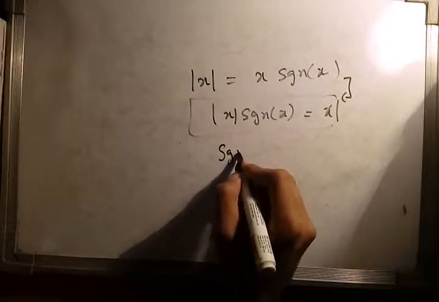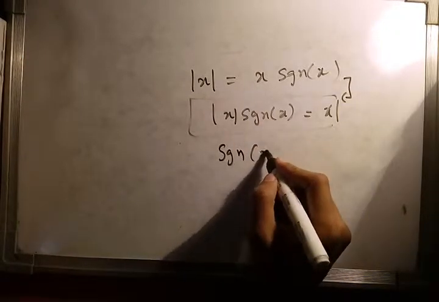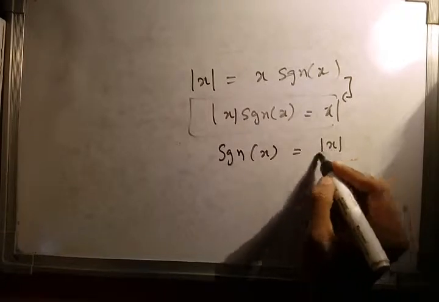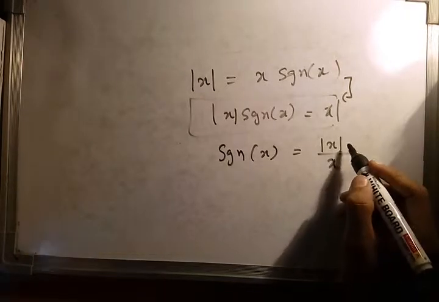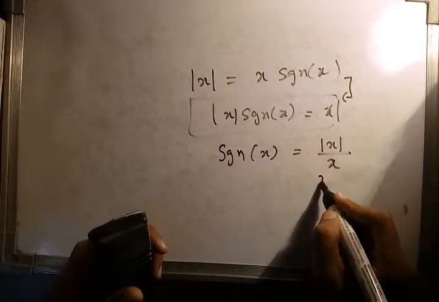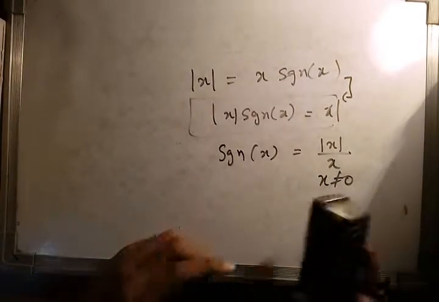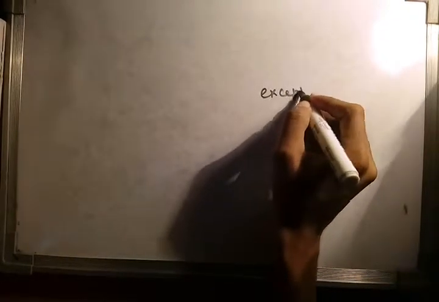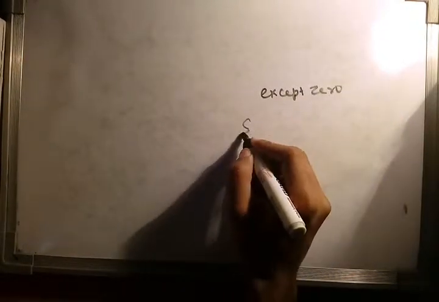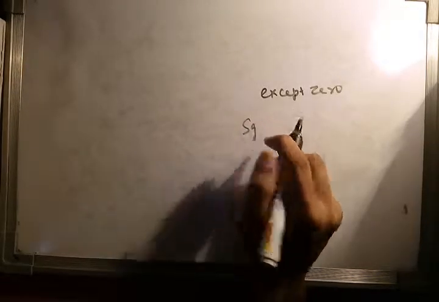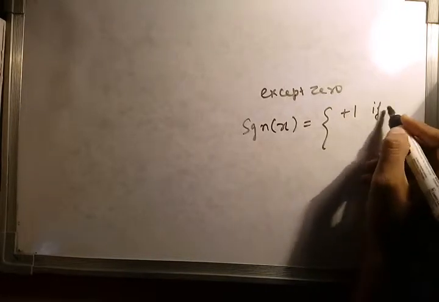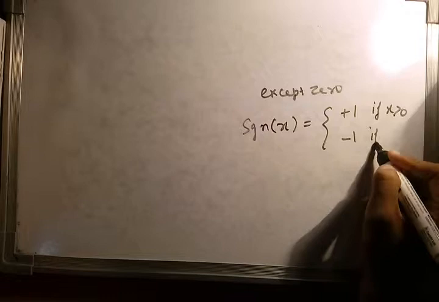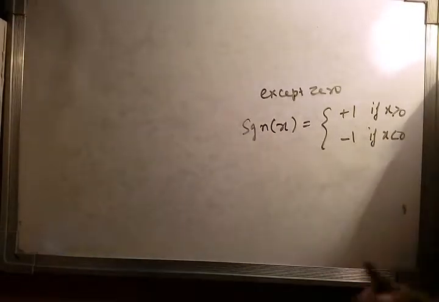Signum function can also be taken like this. Signum function of x is modulus of x divided by x. So this only gives you the sign of the function, where x is not equal to 0. So signum function is basically valid for all the numbers except 0. In my definition that I stated earlier, let me take it like this: signum function of x is plus 1 if x is greater than 0 and minus 1 if x is less than 0, for all the values except 0.